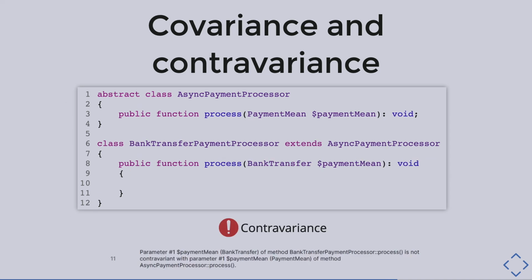But if I try to put something more specific than a PaymentMean, here a BankTransfer, in my argument, PHP will not be able to handle that, and I will have a PHP error, which says that I break the contravariance principle.